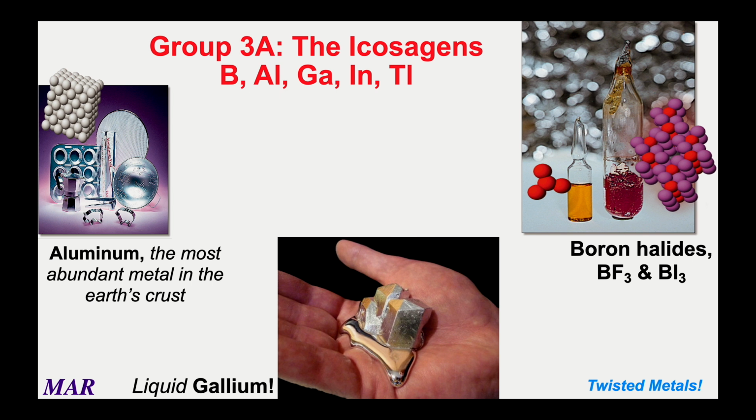Notice the name in the lower right corner, Twisted Metals. I will use this more in future lectures. Group 3A has some very different properties, and they're never kind of happy. So I call them twisted because they're always trying to get to happiness and they're kept from it. But look, that's just my name. It's very informal and don't worry about it.